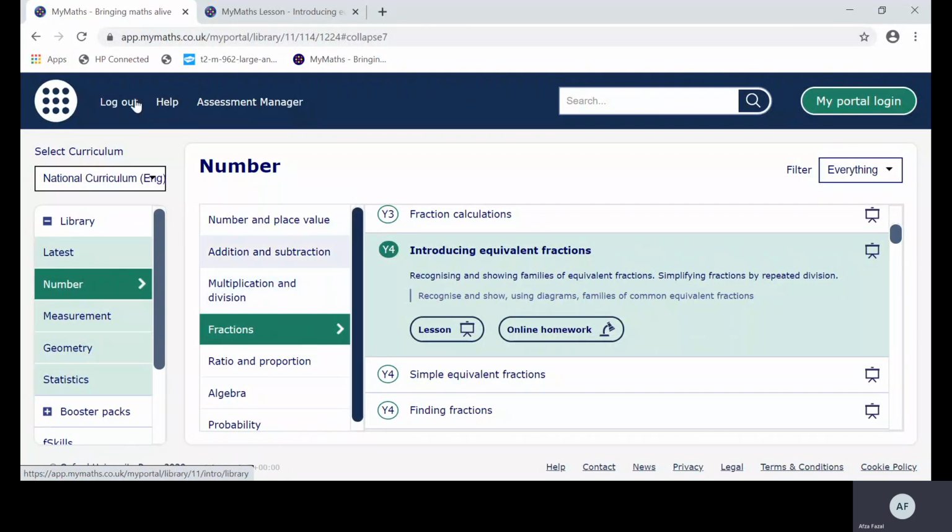Now, when you go onto the page, you click on number, you click on fractions, and you go on to year 4, introducing equivalent fractions. So we're moving on to a new topic now, and we're moving on to fractions.